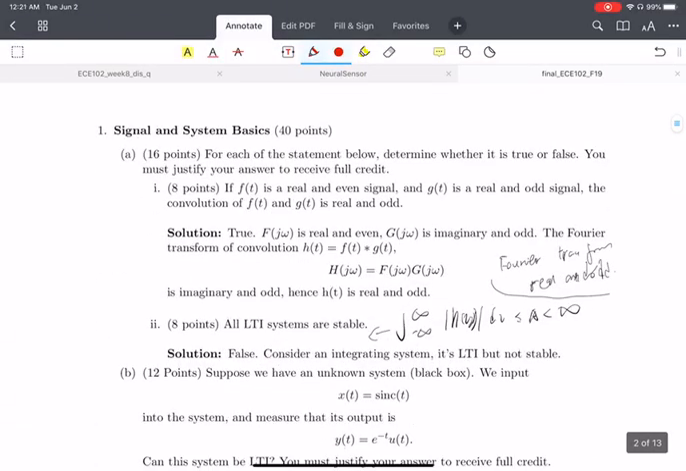Okay, so the first question is signal and system basics. Question 1A is about real, imaginary, even, and odd properties for the Fourier transform. As we have done in previous homeworks, given a signal, if the signal is a real signal, what's the Fourier transform of it? If the signal is an imaginary signal, what's the Fourier transform of it? You should keep this in mind, because it might be useful for solving real problems in signals and systems.